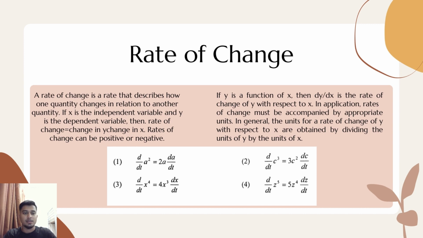Rate of change. Rate of change is a rate that describes how one quantity changes in relation to another quantity. If x is the independent variable and y is the dependent variable, the rate of change can be positive or negative. If y is a function of x, then dy per dx is the rate of change of y with respect to x. In application, the rates of change must be accompanied by appropriate units. In general, the units for the rate of change of y with respect to x are obtained by dividing the units of y by the units of x.